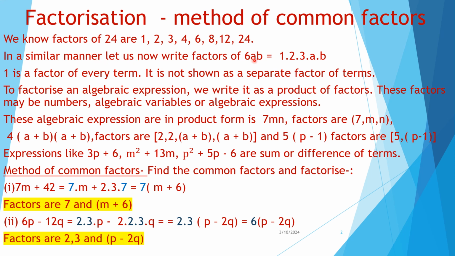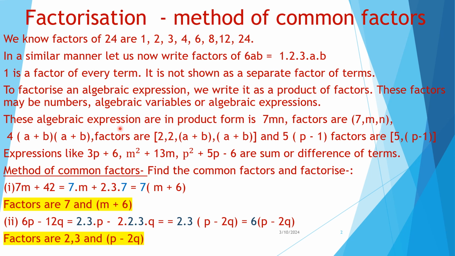In a similar way, we can write the factors of 6ab. The factors are 1, 2, 3, a and b. 1 is a factor of every term. Usually it is not shown as a separate factor of terms. If we have to factorize an algebraic expression, we have to write it in product form. These factors can be numbers, algebraic variables, or algebraic expressions.